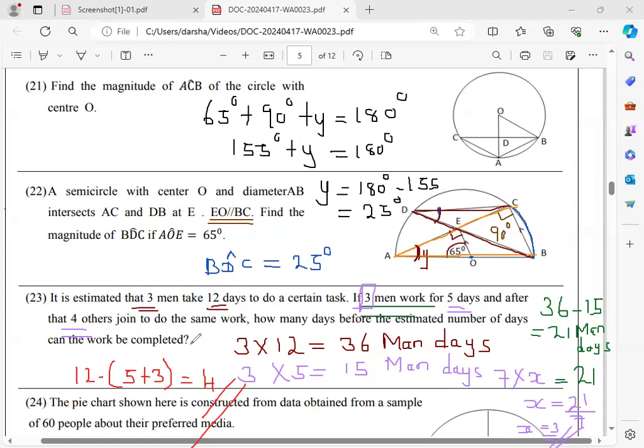So although we estimated it will take 12 days to complete, within 8 days the task can be completed. So the additional 4 days, no need to do anything. How many days before the estimated number of days can the work be completed? Before 4 days, we can complete it. Then note down that if anyone has any doubts related to question number 23, all can ask.